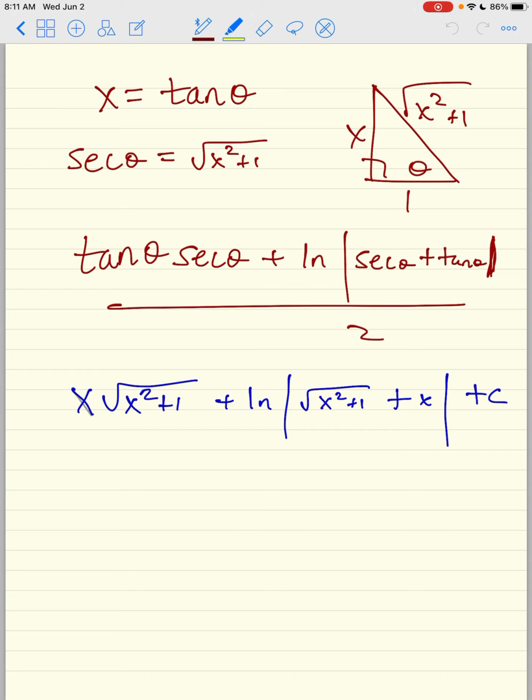So our answer was tan theta secant theta plus the natural log of secant theta plus tan theta. Tan theta from the beginning is equal to x. That's what we set it equal to. Using a right triangle, we're able to say tan theta is opposite over adjacent and then figure out the hypotenuse. And so we just do that and we substitute all this, and that's how you basically do this problem.